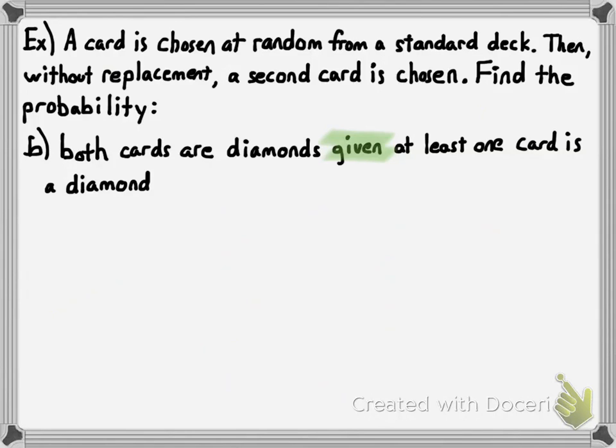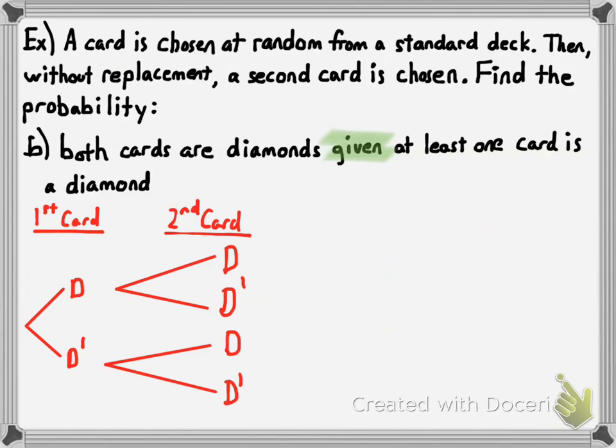Well, let's draw a tree diagram first of all for the situation that we're looking at. In this case, we only care about whether we get a diamond or not. It's going to be another 4-outcome tree diagram like you're used to seeing. Where on the first card we only care, do you get a diamond or not? And same thing on the second card. Do you get a diamond or do you not get a diamond?